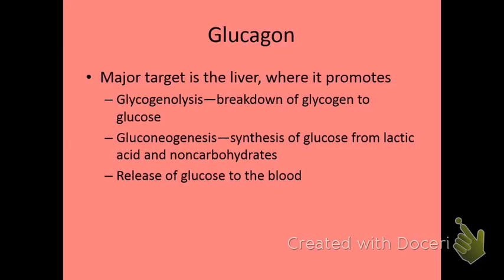Glucagon, its major target is the liver. It produces what we call glycogenolysis, a breakdown of the glycogen to glucose. So we have some glycogen inside of our liver that we store, and this is for extra times when we need a little bit extra glucose. We also have a system that helps us with gluconeogenesis, the synthesis of glucose from lactic acid and non-carbohydrates.